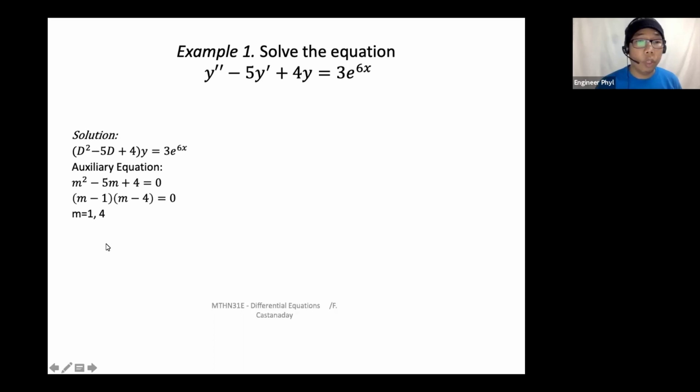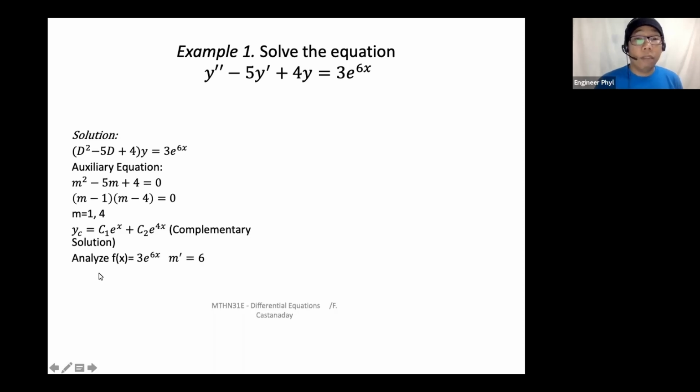So the solution for this one is c sub 1 e raised to x plus c sub 2 e raised to 4x. So e raised to x, we have utilized the root 1, and e raised to 4x, we have utilized the root 4. So this is the complementary solution, part of our general solution for the non-homogeneous equation. So we label this as y sub c.